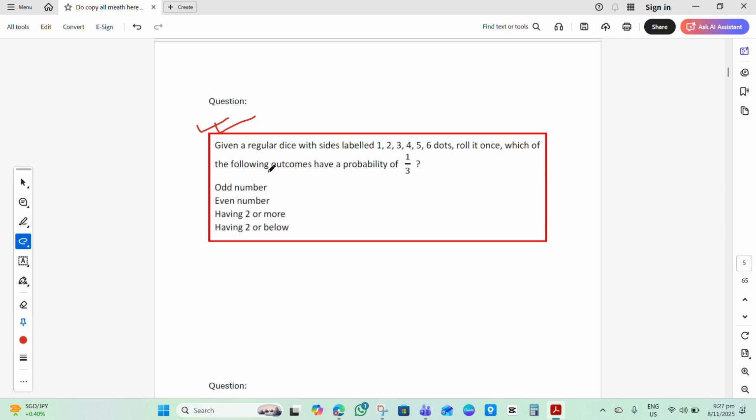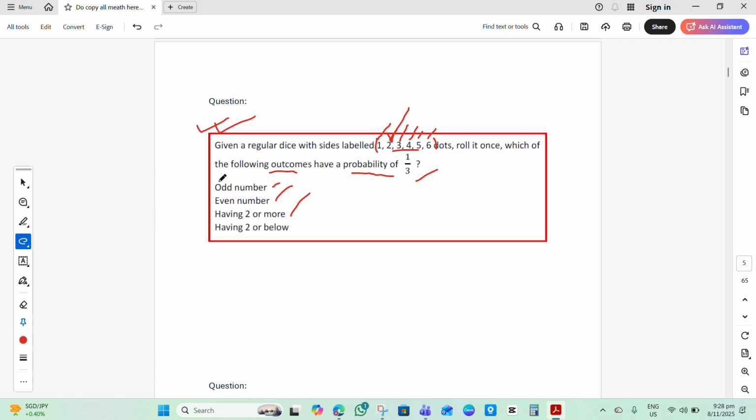Okay, the question is asking about the following outcomes from 1 to 6 and the probability of one third. So the question is asking which can become one third. If an odd number is mentioned, the odd numbers 2, 3, 6 are more than one third. Then the even number option, 1, 3, 5, is more than one third. Having two or more, starting from 2: 2, 3, 4, 5, 6, is more.